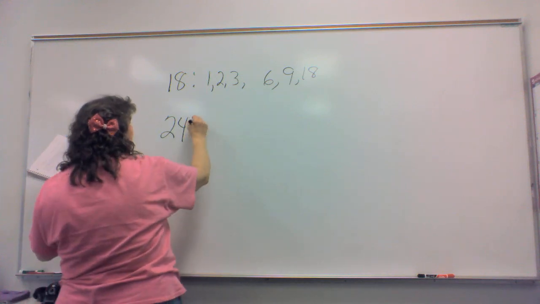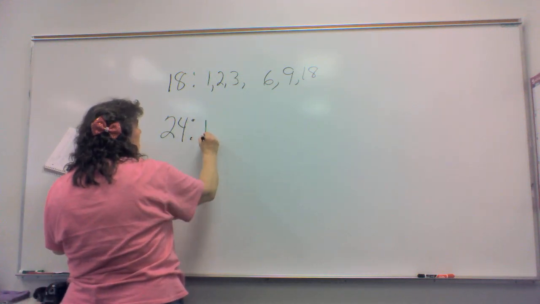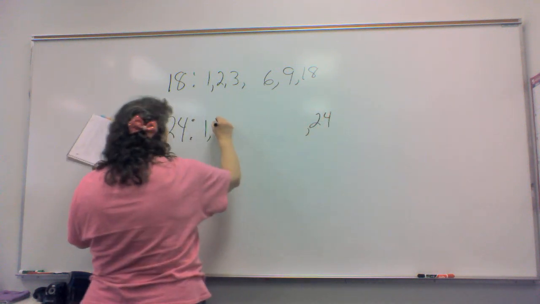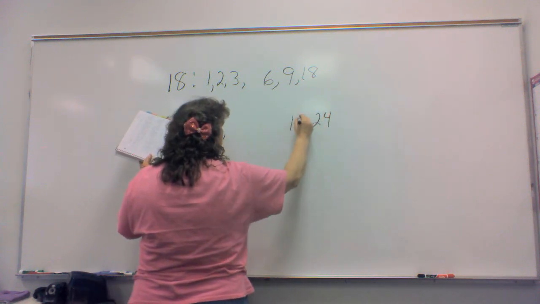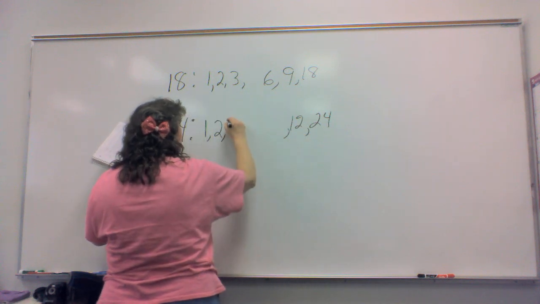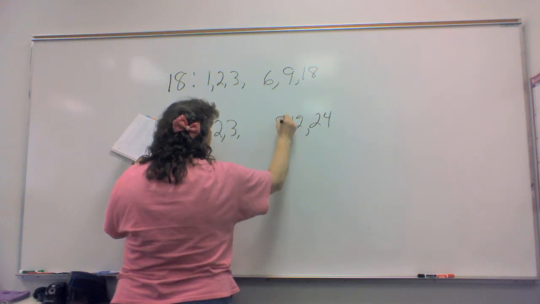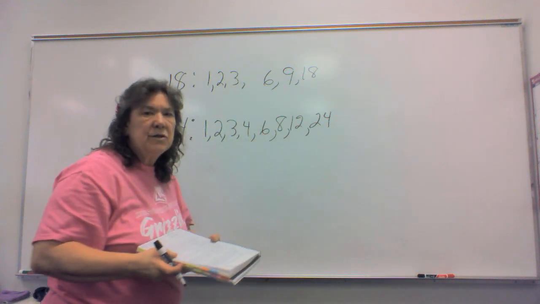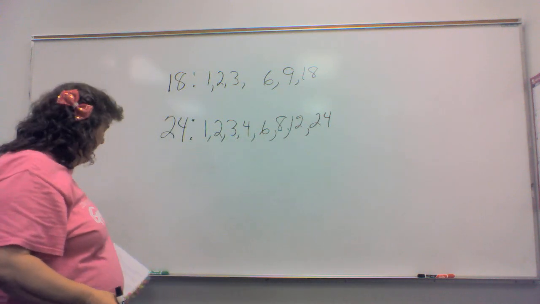Now let's look at the factors of 24. 1 times 24, 2 times 12, 3 times 8, and 4 times 6. So those are all the factors of 24.